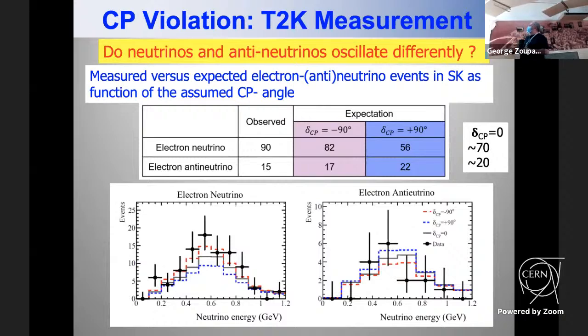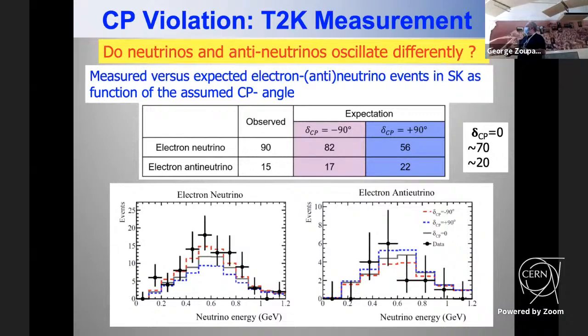What do they expect? If the phase would be 0, so no difference between neutrinos and antineutrinos, they would expect 70 electron neutrinos in the data sample, and about 20 anti-electron neutrinos. So the intensity, as I said, for these beams is different, and also the efficiency for picking them out is different. What they found was 90 and 15. And if there would be maximum CP violation in one direction, they would expect 80 and 17 here. So this goes up with respect to that, this goes down, or the reverse, this goes down, this goes up. So it's still low statistics numbers. You see the distributions with the CP0 curve, the black one.